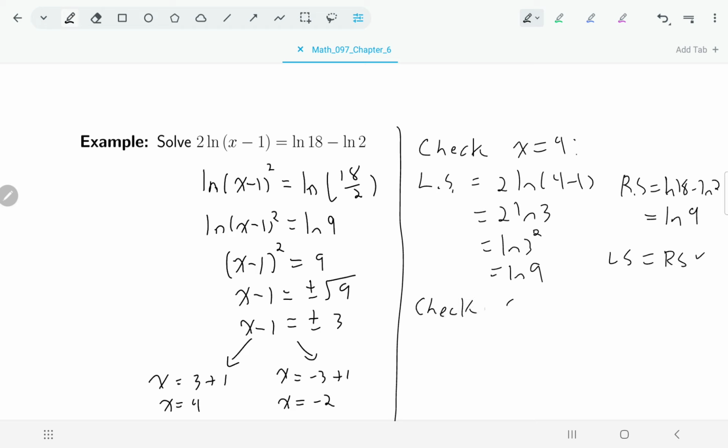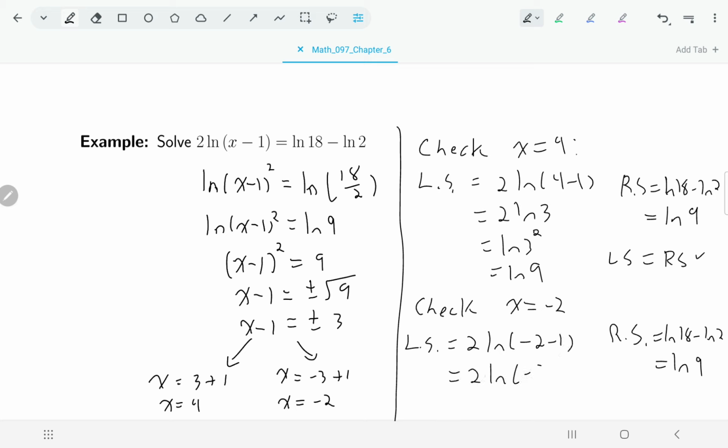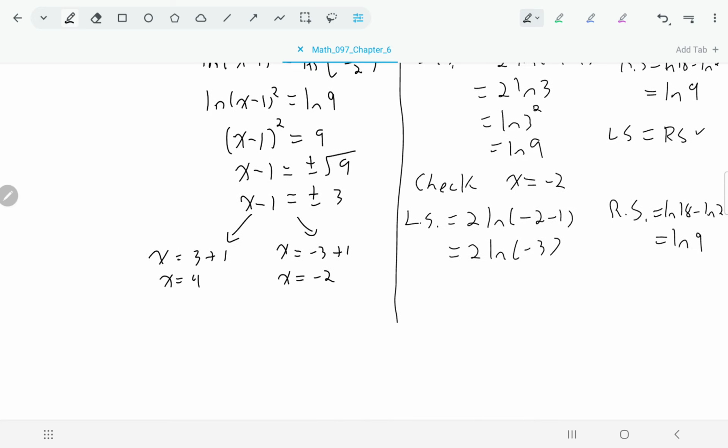What about negative 2? The right side is going to be the same as before. Since the right side didn't have any x's for me to put in, it is, as always, natural log of 18 minus natural log of 2, and that'll simplify to give me natural log of 9. The left side, on the other hand, if I put in negative 2 for x, I'll have 2 times natural log of negative 2 minus 1, which is 2 times natural log of negative 3. And unfortunately, this is where we have to stop because natural log of negative 3 is undefined.